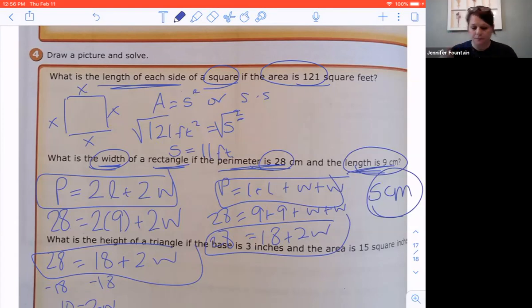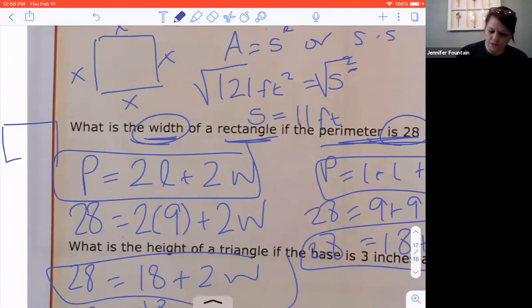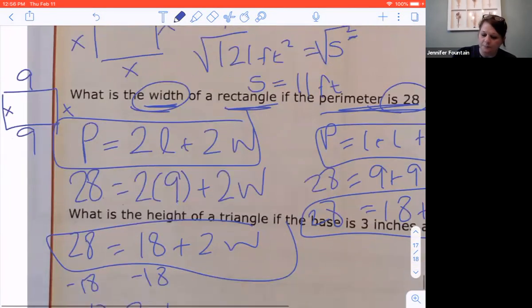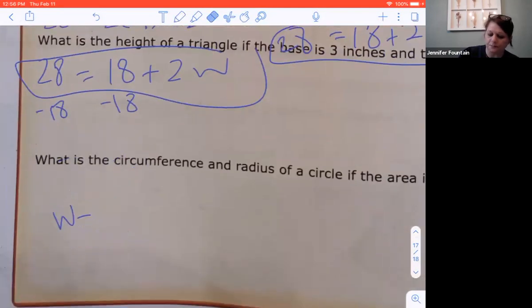Okay, so I use the same formulas, I identify what I know, and I solve for what I need to know. Also, on this it did say to draw a picture, so again, if it helps you, you can draw the picture and say, hey, this is 9, that is 9, and that was X, and that was X, so we had to solve for that. Okay, let's go ahead and look at the next one. I'm going to erase a little bit of this.